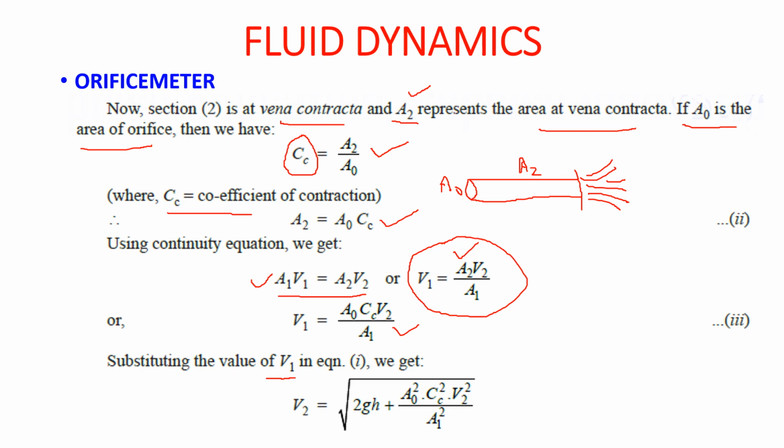Now see, in the last slide we derived this equation of V2 is equal to under root 2gh plus V1 square. So this V1 square value will be replaced by this whole value of equation number 3. So we get V2 is equal to under root 2gh plus, now instead of V1 square we can write A0 square CC square V2 square divided by A1 square. So this is the point: in this, the coefficient of contraction is very, very important.